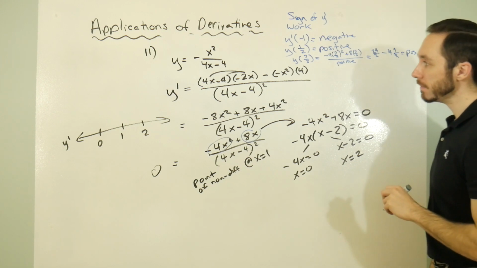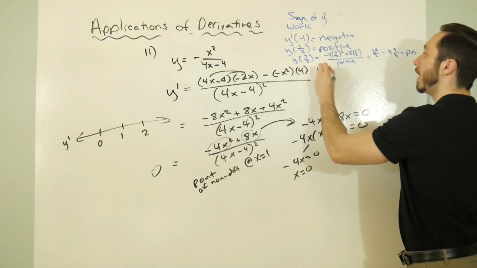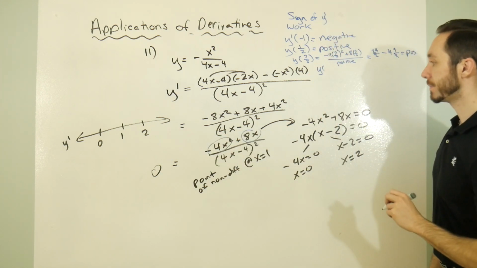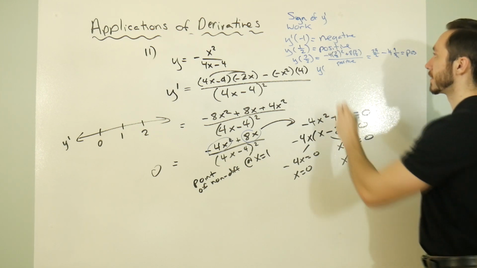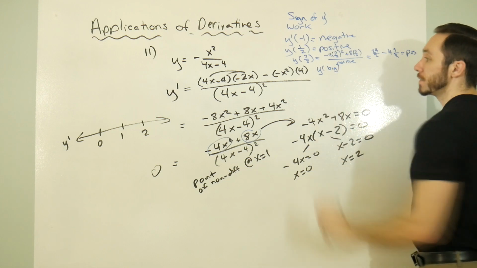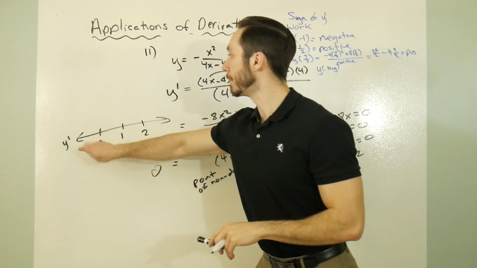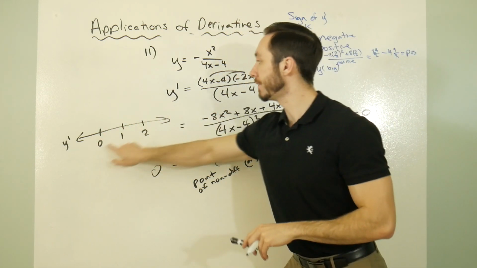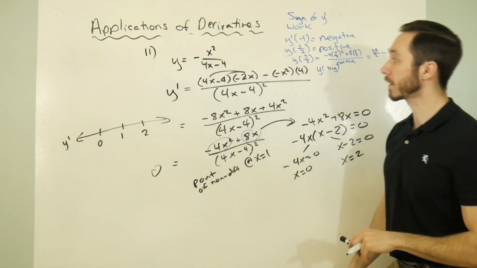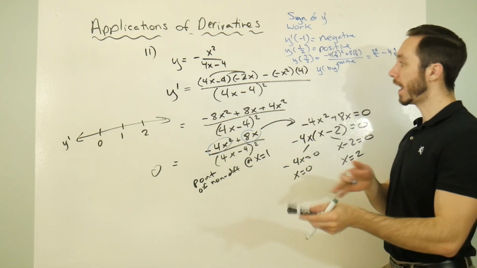Lastly, let's plug in a number to the right of 2. So I'll say y prime of, 3 is tempting to plug in, but is it easier just to plug in a super big number? I'm just going to say y prime of big. You can choose anything to the right. So what I'm doing right now is I'm plugging in values to the right and left of 0, 1, and 2. Those are my critical points. I'm plugging them into y prime, and that's going to give me my slope at those points.